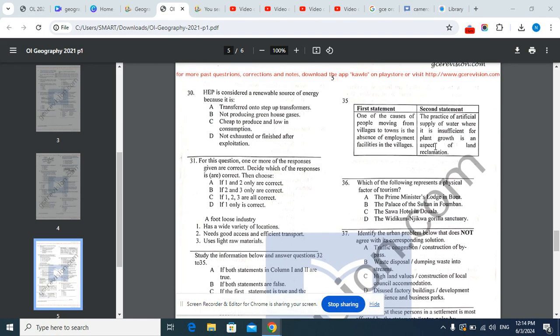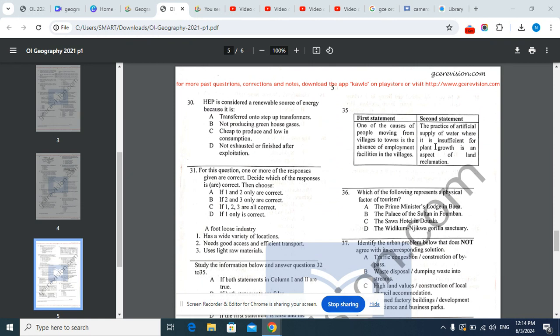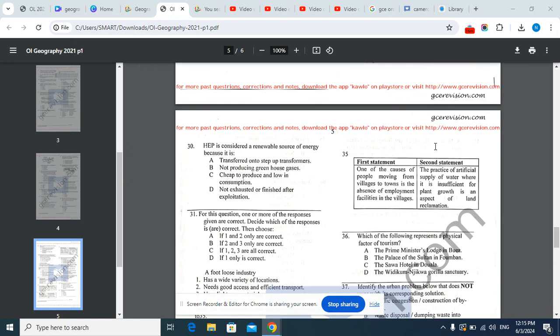Question 30. HEP, hydroelectric power, is considered a renewable source of energy because it is. The answer is D.